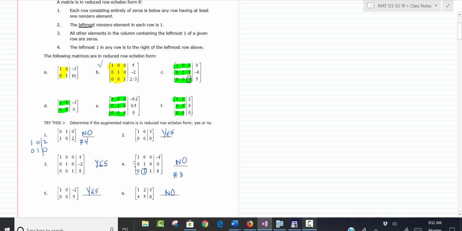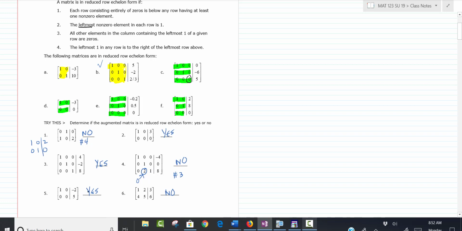This one right here, number 4, is no, and that's because the leftmost one needs to have a 0. That thing right there needs a 0. If you look at condition number 3, it says all other elements in the column containing the leftmost one of a given row are zeros, right? So if that's the leftmost one, that's got to be a 0.